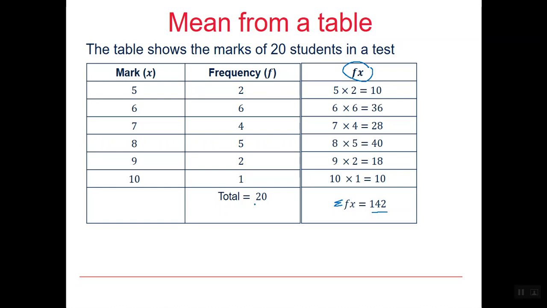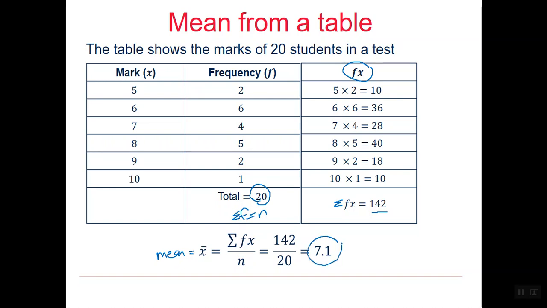Then you would have also found the sum of the frequencies, which is here. And we could write this as the sum of f, or we could also write this as n. And then what you did is you divided 142 by 20, and the formula would have looked like this. So remember, x bar is just the mean, and this is the sum of f of x divided by the sum of the frequencies, or n. And this gives us a mean of 7.1 in this case.